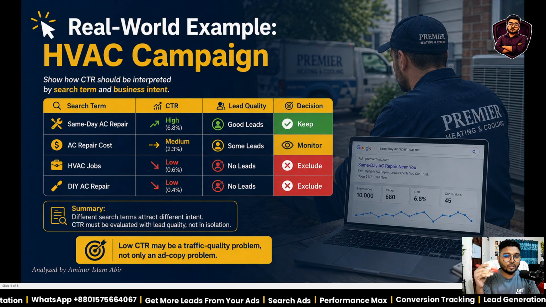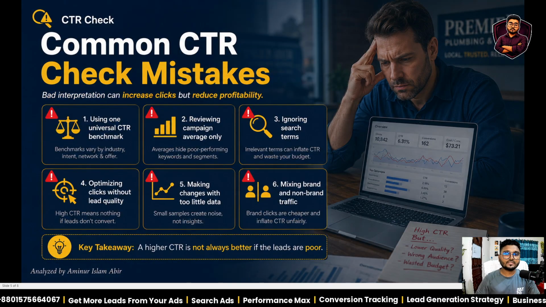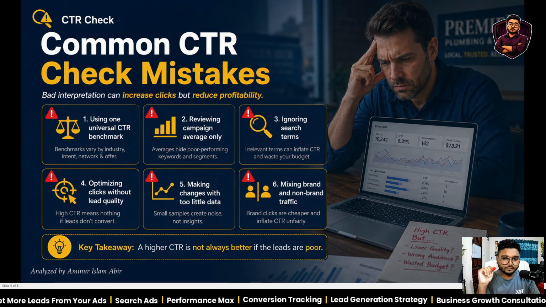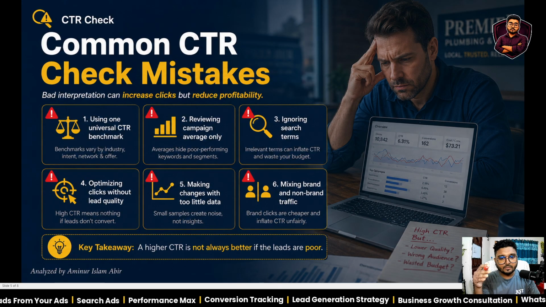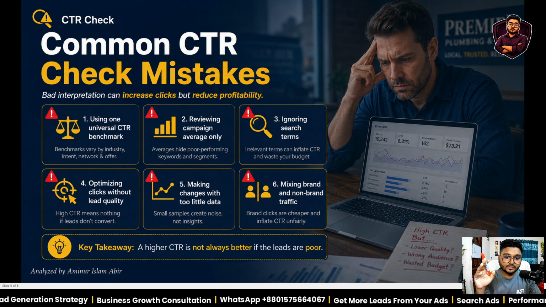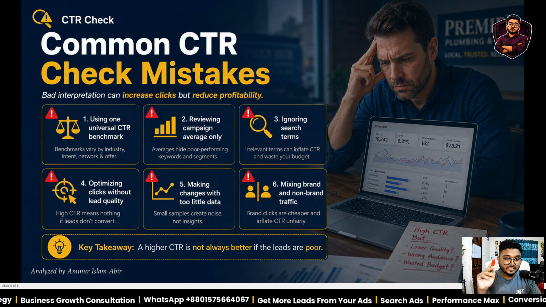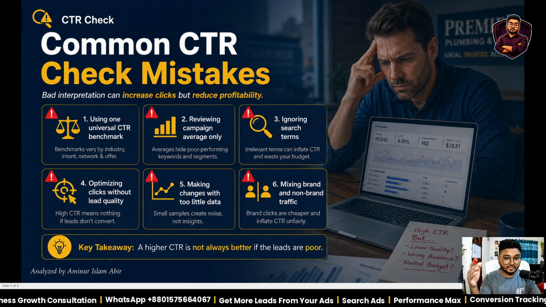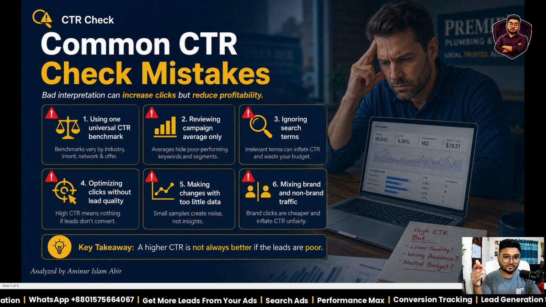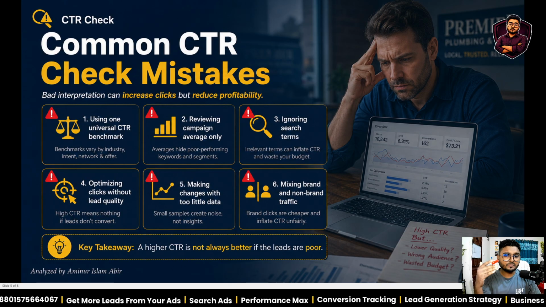Now let's review common CTR mistakes in Google Ads. This is my slide 5. Here I describe some common CTR mistakes. The first mistake: using one CTR number for every campaign. Advertisers often ask what is a good CTR, but one number cannot apply to every service, industry, network, location, and search intent. Brand campaigns work differently from non-brand campaigns. Emergency searches work differently from research searches. A better comparison includes campaign history, similar ad groups, search intent, and business results.